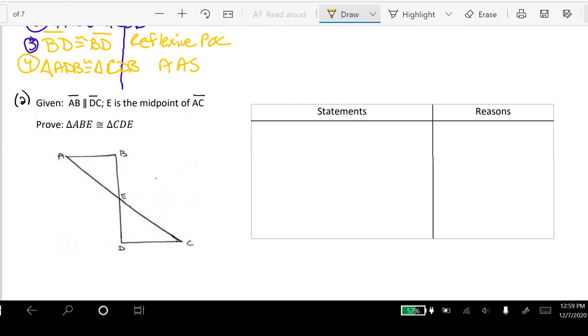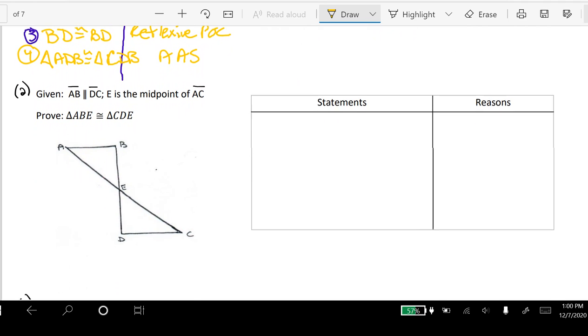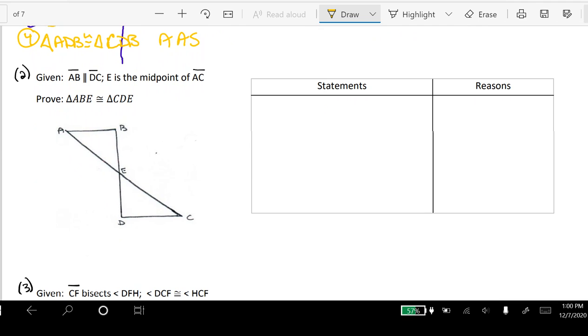The next one, number 2. For number 2 here, it says given. Again, it's the same things that are happening over and over for our proofs, guys. I'm not going to throw anything different really out there. It'll be the same type of reasonings. This one tells us that AB is parallel to CD.